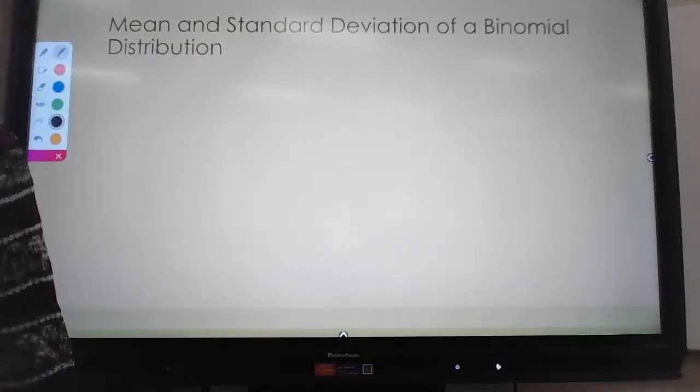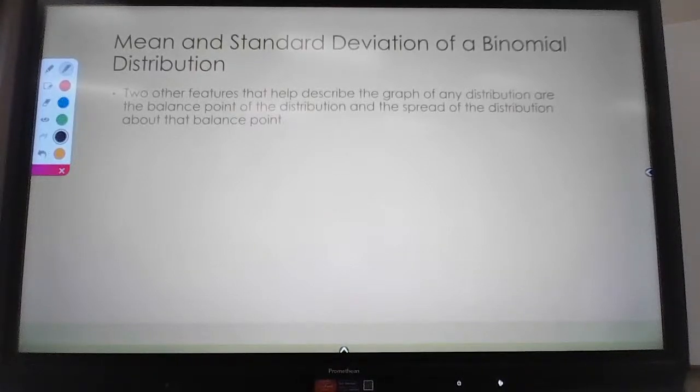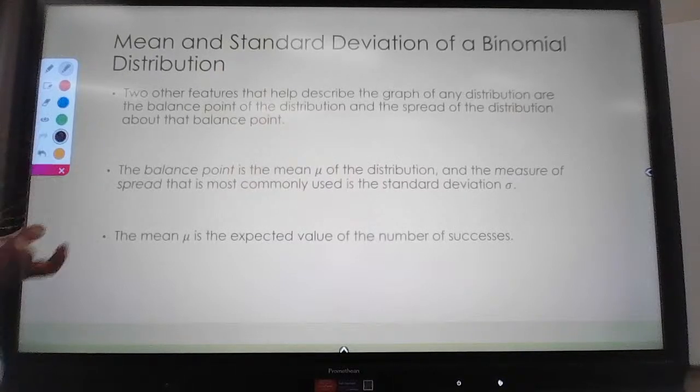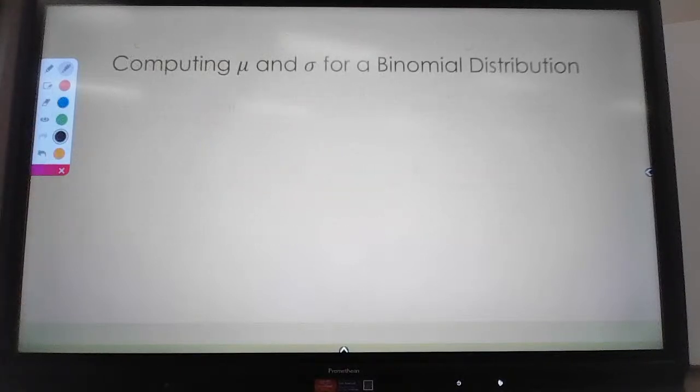Now we'll talk about expected value and standard deviation of a binomial distribution. Again, the two other features that help describe the graph of any distribution are its balance point and the spread of the distribution. The mean, the expected value, is also known as the balance point of that distribution, and the measure of spread refers to the standard deviation. The mean is the expected value of the number of successes. So let's calculate how to compute the mean and standard deviation.